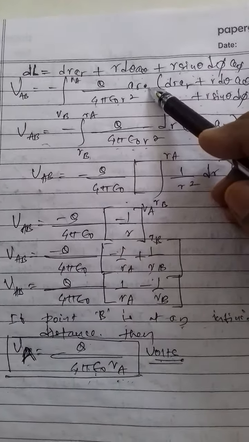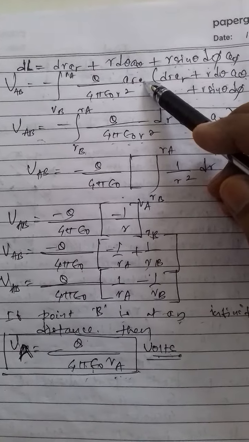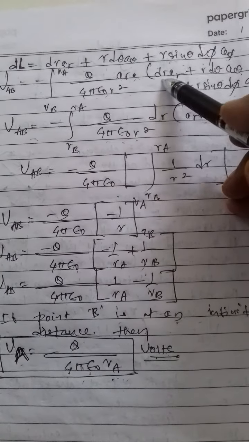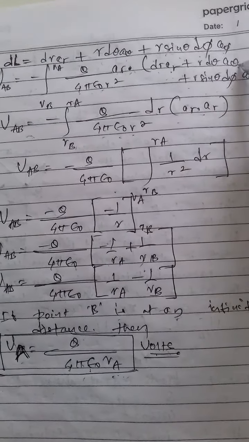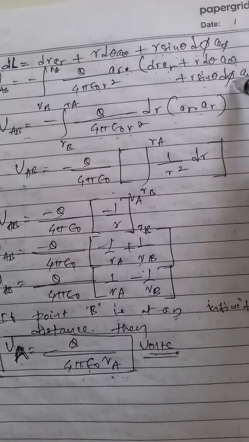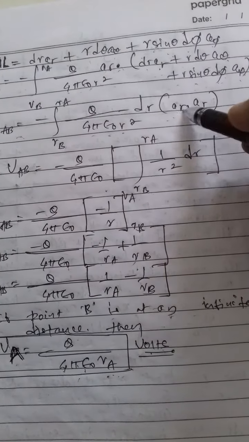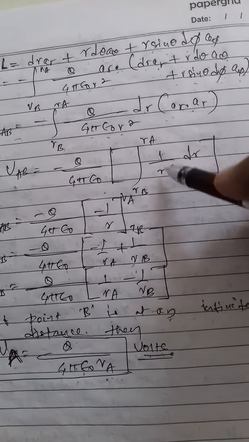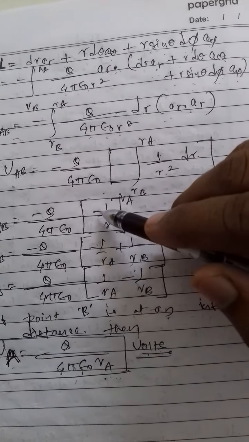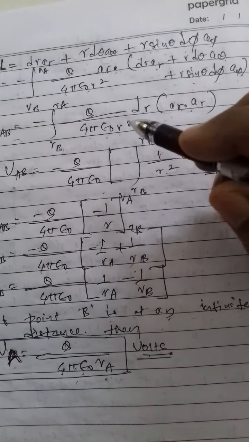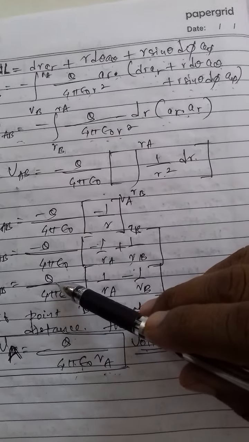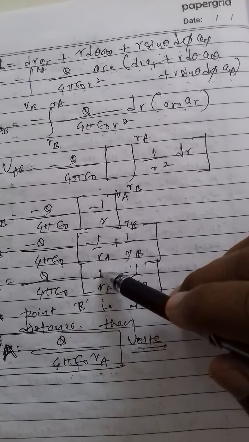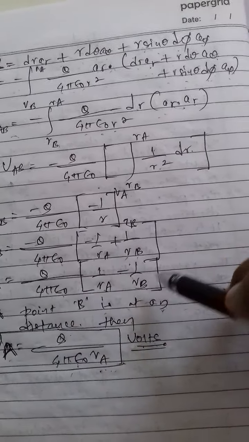Here one thing to be noted is that Q upon 4 pi epsilon naught R square ar dot dr ar plus r d theta a theta plus r sin theta d phi a phi, so that ar dot ar is 1, integral RB to RA 1 by R square dr is minus 1 by R from RB to RA, which gives minus Q upon 4 pi epsilon naught into bracket of 1 upon RA minus 1 upon RB.